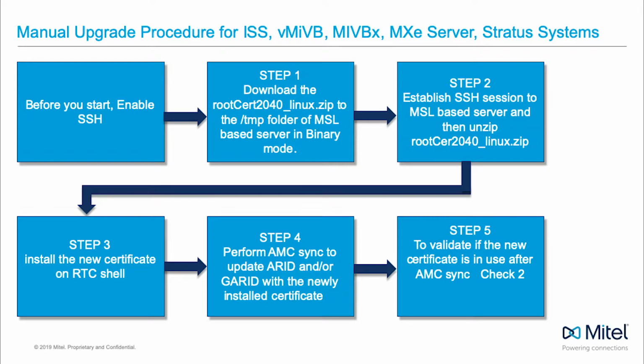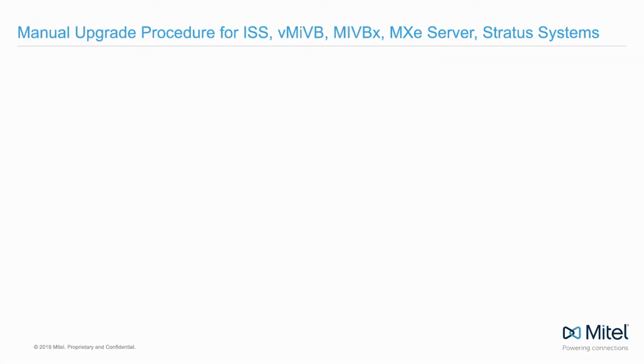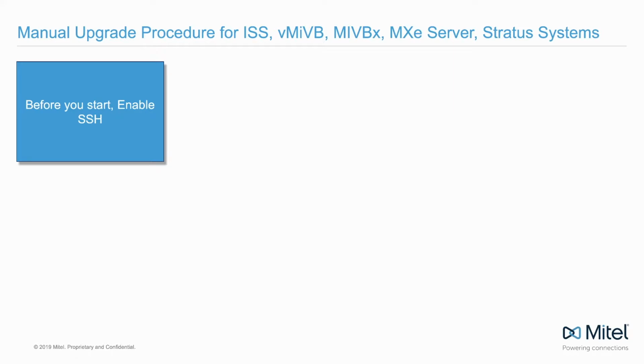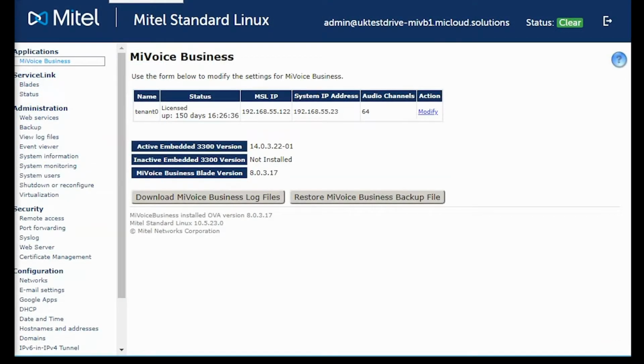This is the process we will be following. First, we need to enable the SSH, then 5 simple steps to do the upgrade. Right, so let's get on with the demonstration. Before starting on the procedures, we need to log on to the MiTel standard Linux server and enable SSH.